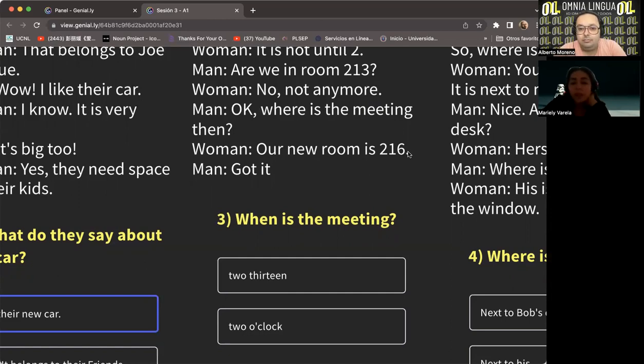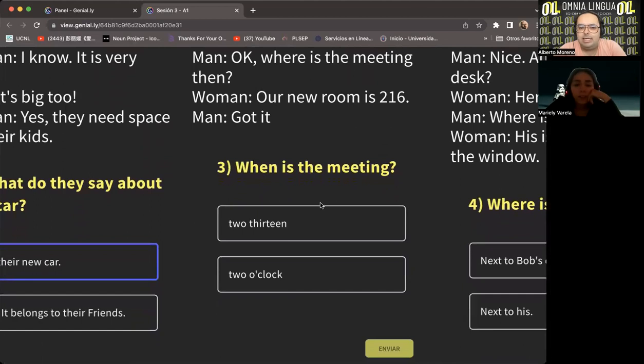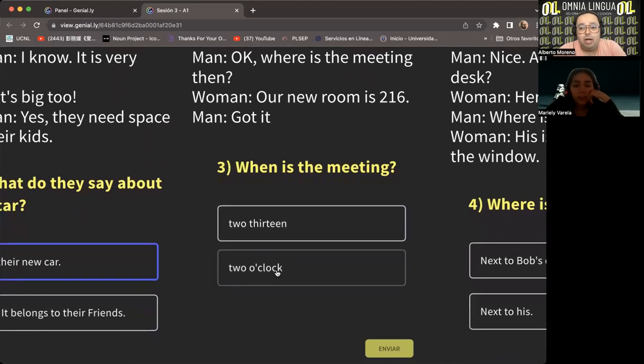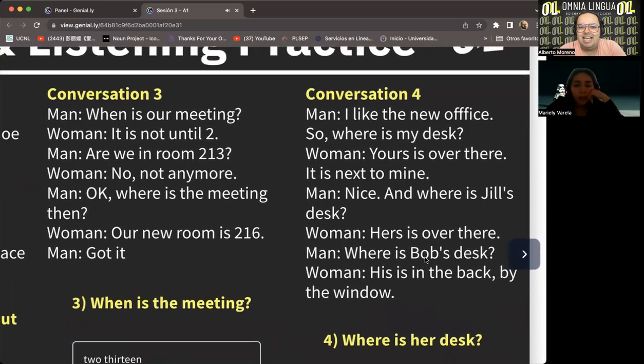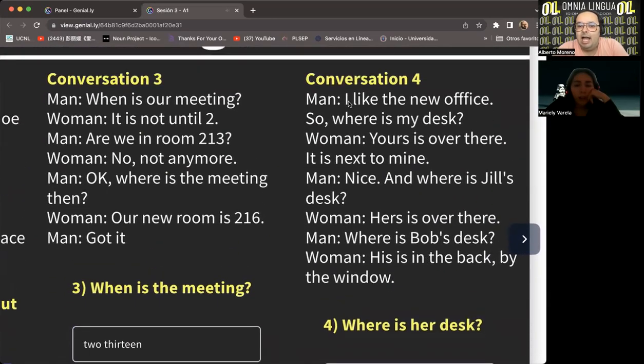Our new room is 216. Got it. When is the meeting? 2:13 or 2 o'clock? 2 o'clock. Very good. And the last says, I like the new office.